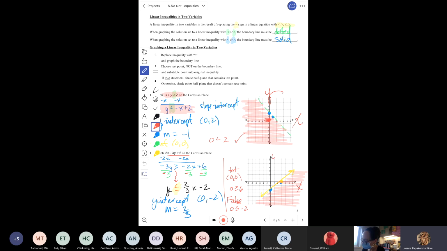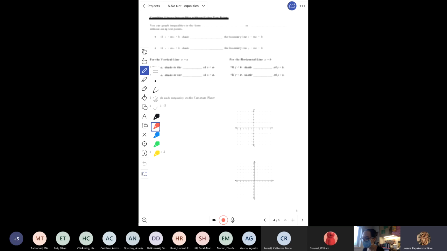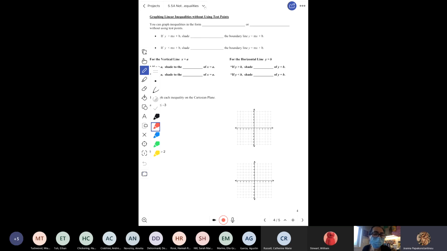You label those X and Y axes. Okay, let's do a little bit more. We want to be able to graph inequalities without a test point. Well, if you solve the inequality to be in slope-intercept form, so we have y is greater than or equal to mx plus b, or y is less than or equal to mx plus b, if you isolate the y on the left-hand side, there's a trick, okay?